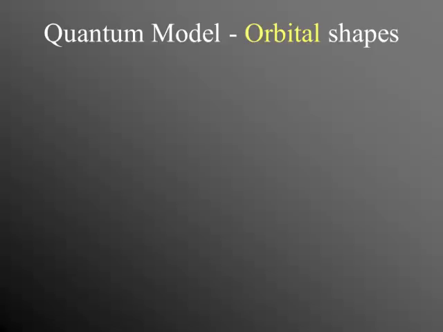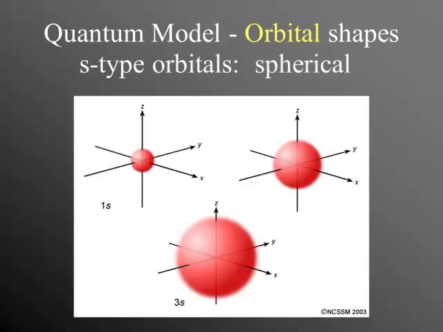So scientists have been solving these wave functions for a little under 100 years now. The solutions describe an array of regions around a nucleus where we're likely to find electrons. These regions are called orbitals, and they come in several different shapes. S-type orbitals are spherical.